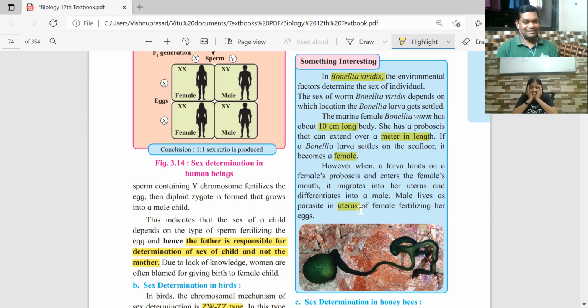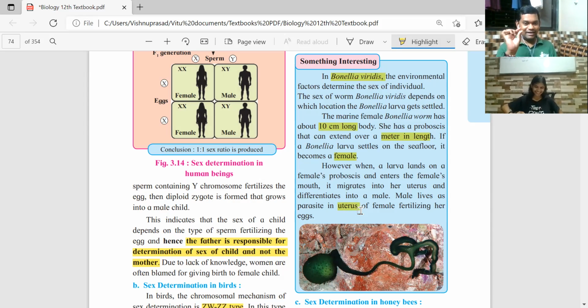The male inside the uterus produces the sperms. Those sperms fuse with the egg of that female itself, fertilize it, a zygote forms, then an embryo, then a larva. Those larvae are released out. Some of the larvae go and settle on the sea floor, and they will turn into female. And some others will settle on the body of the female, on the proboscis, so they will turn into males. Beyond imagination, right?